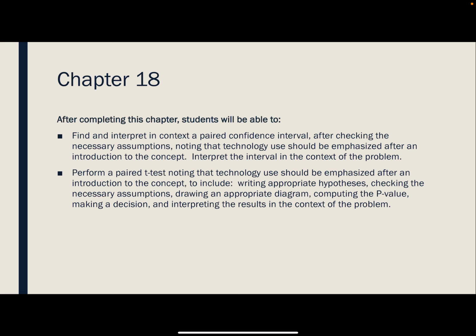Hi everyone. In this video we're going to look at Chapter 18. And in Chapter 18 we're going to study paired data. We're going to conduct a paired t-test and a paired t-interval.